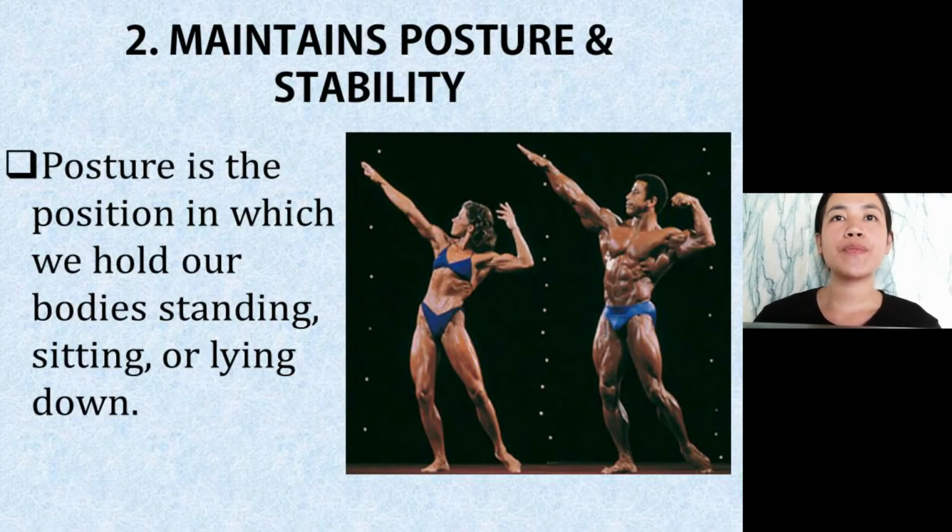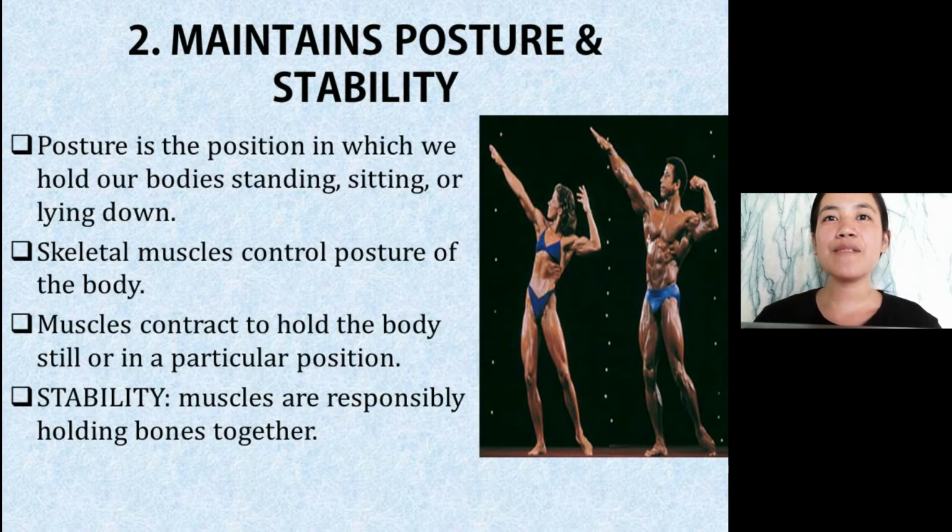Second function. The muscular system maintains posture and stability. Posture is the position in which we hold our bodies standing, sitting, or lying down. So, classmates, what do you think is the type of muscle mostly responsible for this process? Okay. Skeletal muscles control posture of the body. These muscles contract to hold the body still or in a particular position.